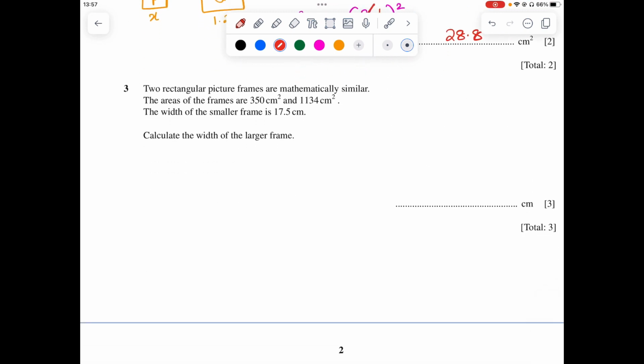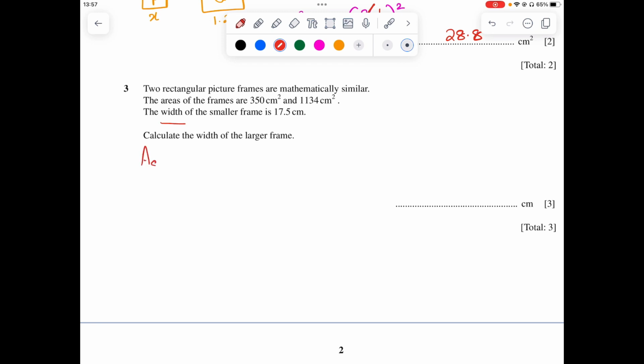Now coming to question number 3. Two rectangular picture frames are mathematically similar. The areas of the frames are 350 centimeters square and 1134 centimeters square. The width of the smaller frame is 17.5. What is the width of the larger frame? It is asking about area.